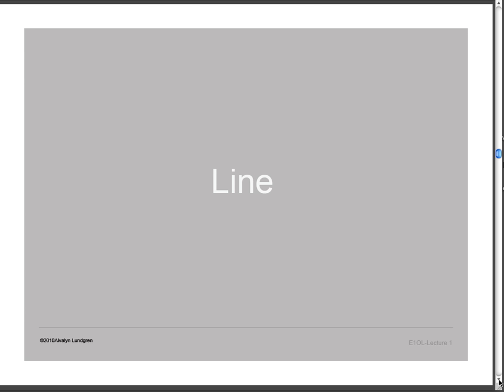Starting with the formal elements, remember we had point, line, plane, shape, color, and texture, and volume, and space. We're going to take a look at line at this point, and this is actually going to lead up to your first project. Line is, after a point, the most basic of the formal elements. It's basically the one where we begin.